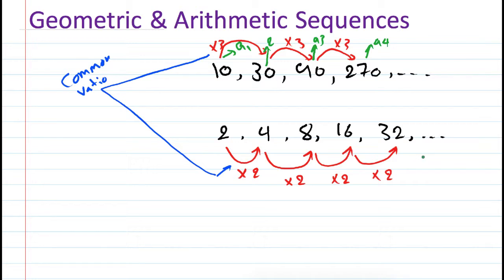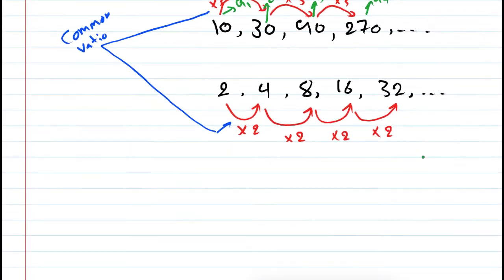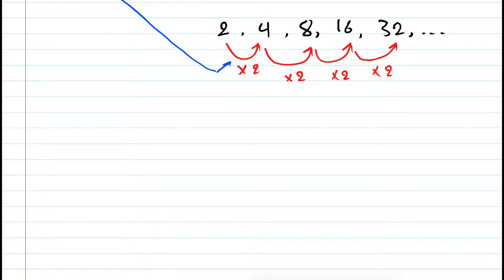Okay, so how can we find the nth term in a geometric sequence? Well, basically the rule is, in order for us to find the nth term, or to find x with the subscript of n, basically what we're going to do is we will have the first term multiplied by the common ratio raised to a power of n minus 1, n being the term that you want to find.